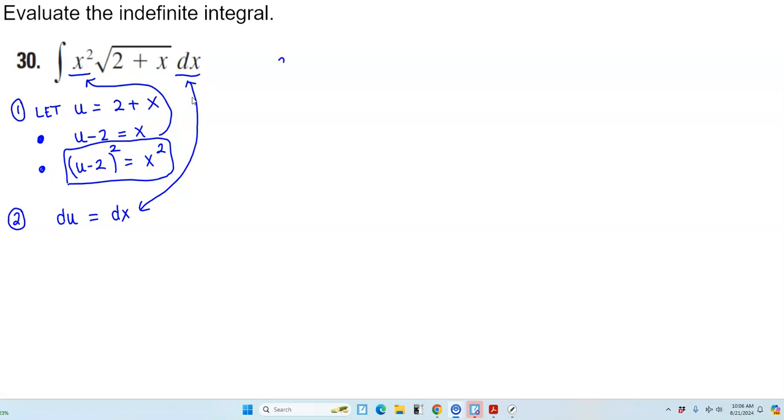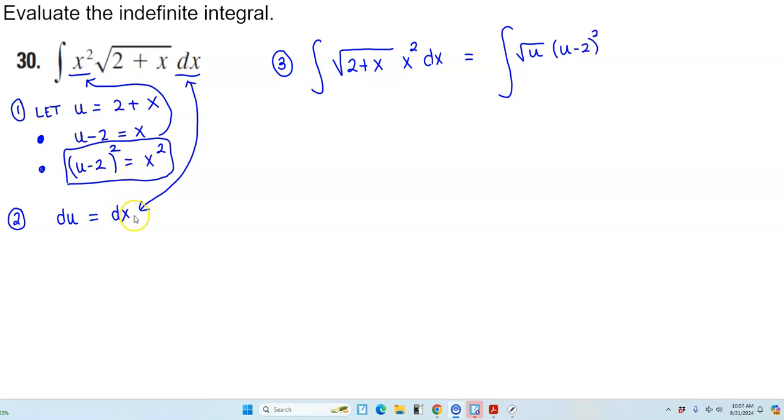So let's go ahead and rewrite this as our original statement here. So we have the square root of 2 plus x times x squared dx. Okay, so what do we know that 2 plus x is equal to? Well, it's equal to u. So we have the square root of u. Now x squared, we want this to be in terms of u, which we did. So we solve for x, squared it, and we know that x squared is equal to u minus 2 squared. So this is times u minus 2 squared. And then we know that dx is equal to du. So therefore we have du.